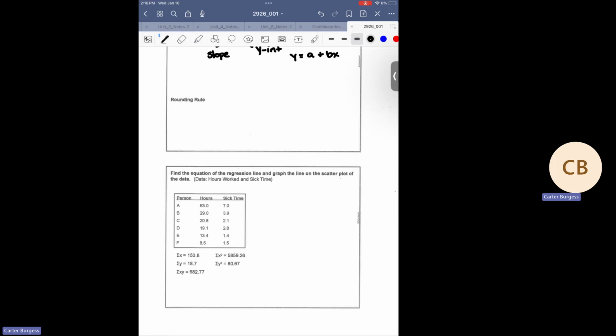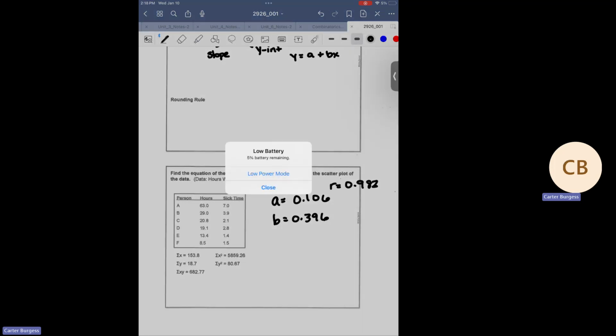We're going to go to stat. We're going to go to calc. Pick your poison with the lin reg. I'm choosing the ax plus b one, but we just need to be able to interpret what we see. And what I get is that A is equal to 0.106-ish, and that B is equal to 0.396-ish. We could also observe the R. The R here is about 0.982. So pretty strong positive correlation, very strong positive correlation.